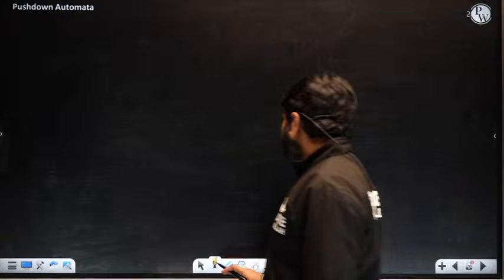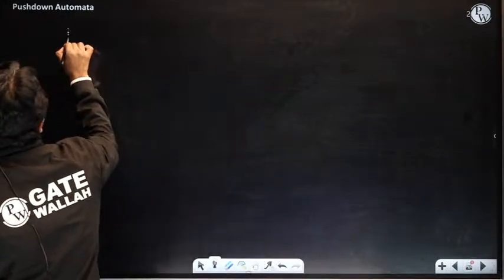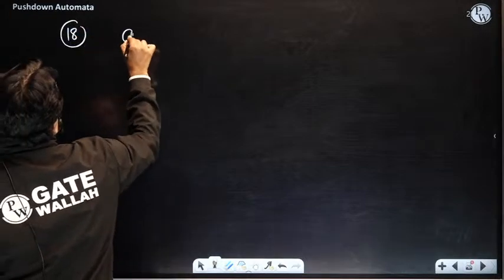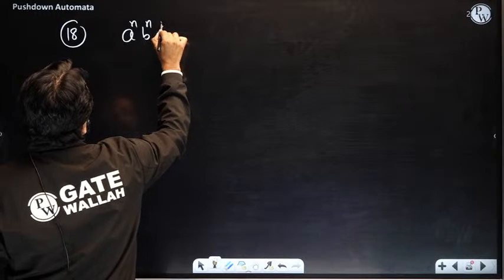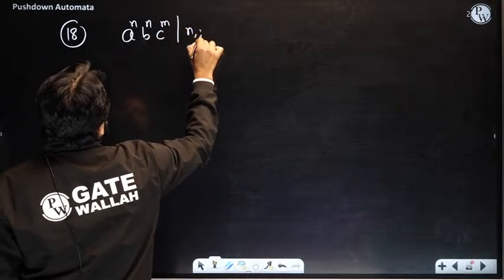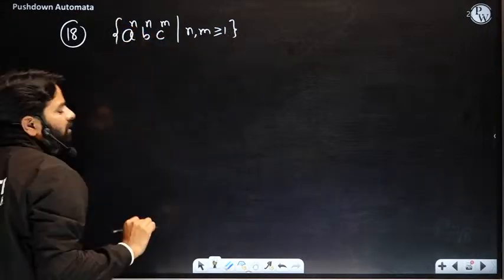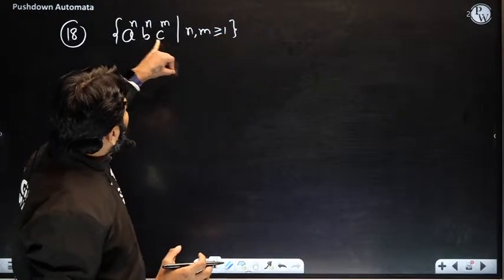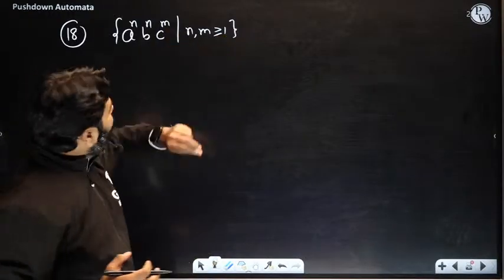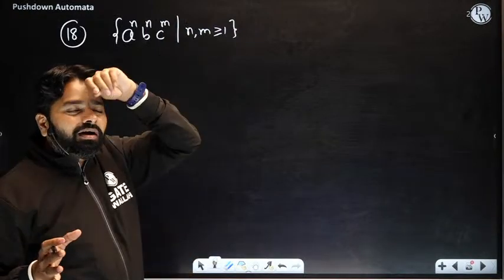Okay, let's look at some different languages. Number 18: A power n, B power n, C power m, and for simplicity I am writing n, m greater than or equal to 1. Of course, greater than or equal to 0 you can also take, but so many extra strings will come, like if 0 is there, then only C star is accepted, or only A's and B's are accepted. So this many combinations were there.